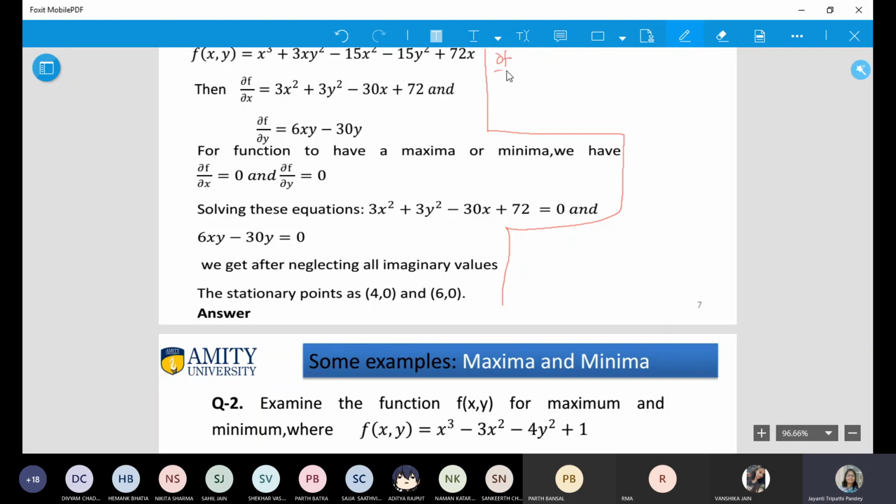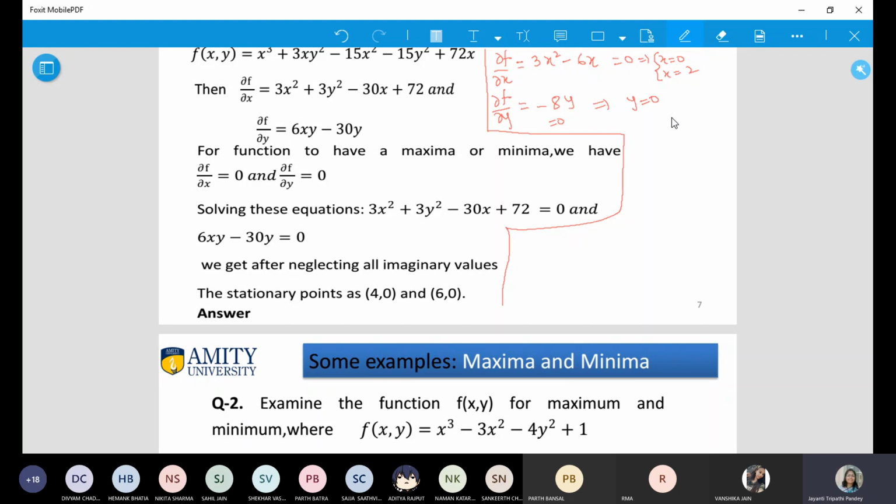You will find del f by del x and del f by del y and equate them to 0. So del f by del x is 3x square minus 6x and del f by del y is minus 8y. This is 0. That means you will get x equal to 0 and x equal to 2. Please check, is this fine? There are two values of x, and here you will get y equal to 0. That's all.